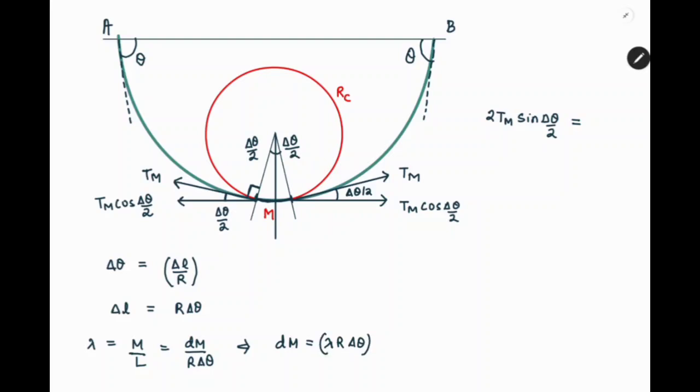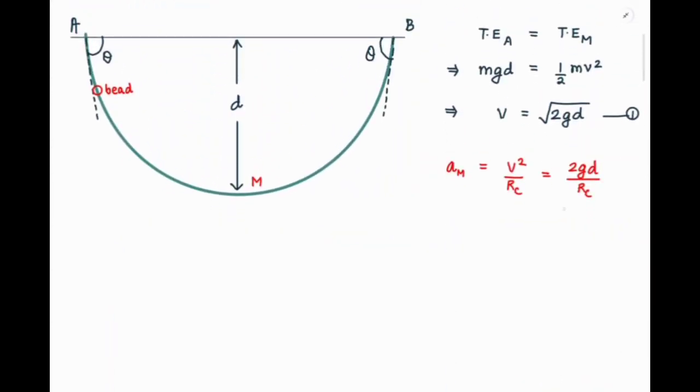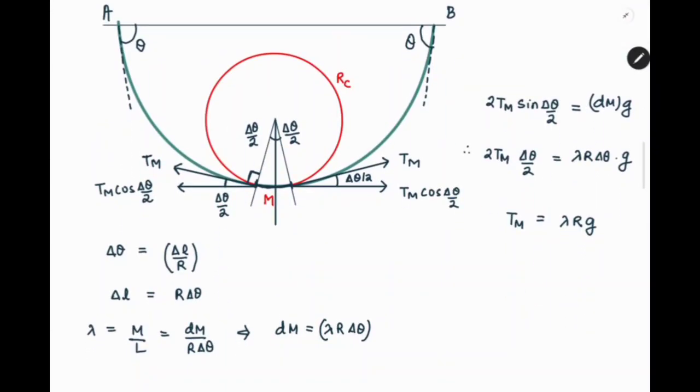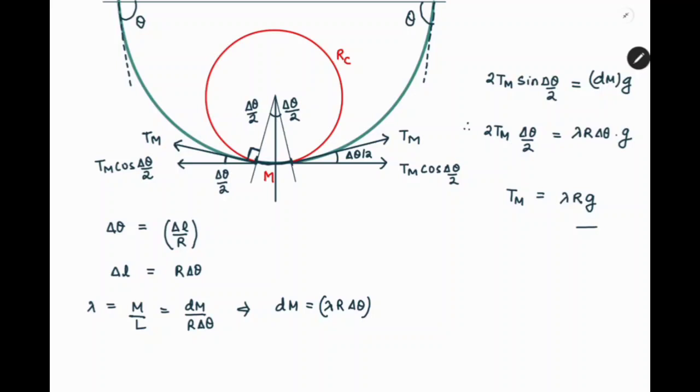So if dm is lambda r delta theta, we can say 2Tm sin of delta theta by 2 is equal to dm times g. For dm we write lambda r delta theta, into g. On solving, we can write that Tm is going to be lambda r, where r is also equal to rc, times g. So the first one we referred to as equation 1, this one let us refer to as equation number 2, and this one is equation 3.